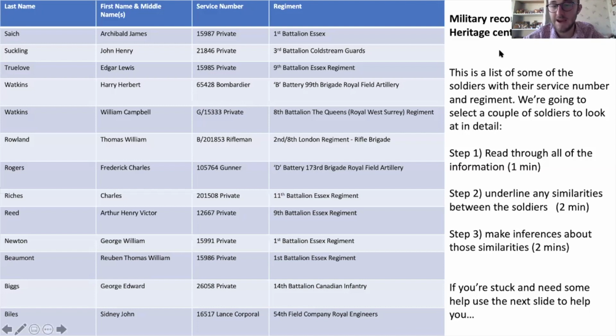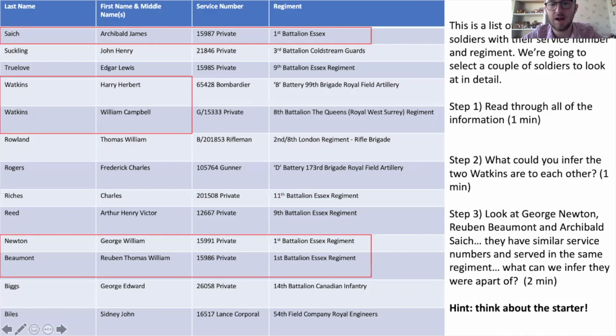Okay, guys, so if you need a bit of help and you're struggling a bit here, I'm going to go on to the next slide. And this is the same task, exactly the same task, but I've just given you a bit of help here. So instead of getting you to underline it yourselves, I've underlined 5 different men here. Step 2, let me see, what could you infer the 2 Watkins are to each other? So I've identified Harry Herbert Watkins and William Campbell Watkins. What inference could you make about their relationship with each other? And then look at George Newton, Reuben Beaumont and Archibald Satch, who I underlined here.